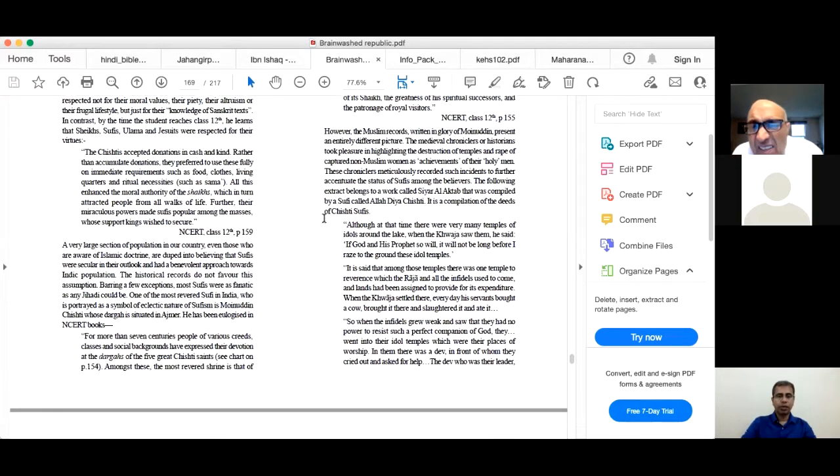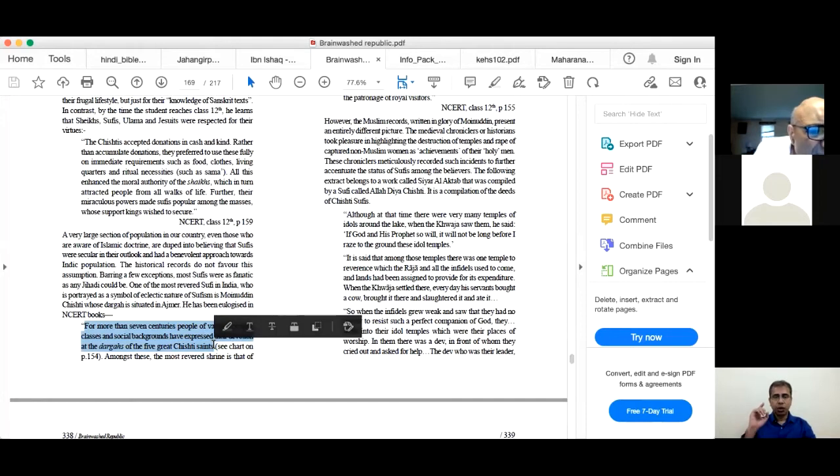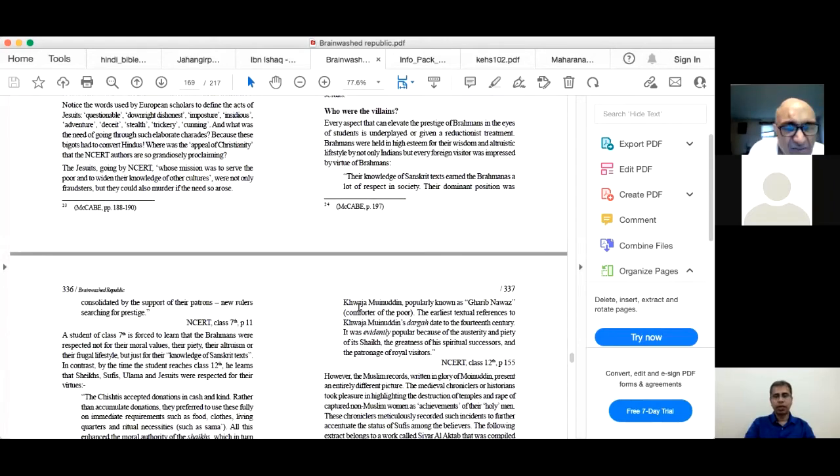When they're talking about Muslims, how they portrayed, for more than 7 centuries, people of various creeds, classes, and social backgrounds have expressed their devotion at the dargahs of the 5 great Chishti saints. Remember, the term great or saints is never used for Hindus or Brahmins throughout the textbooks. Amongst these, the most revered shrine is that of Khwaja Moinuddin Chishti, known as Garib Nawaz.